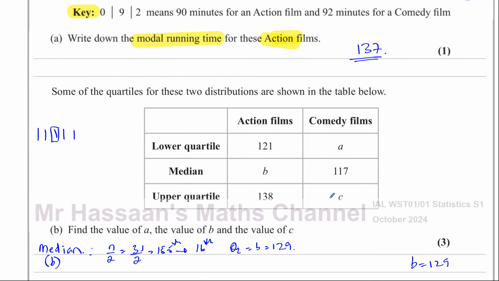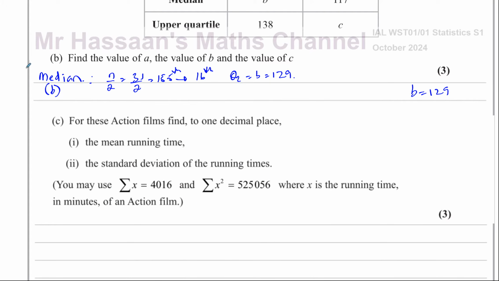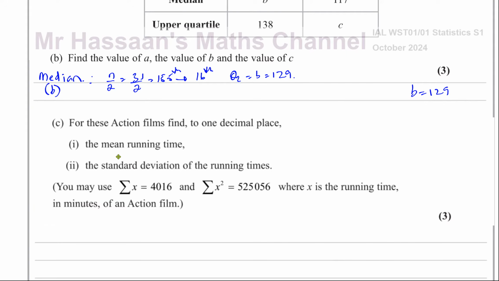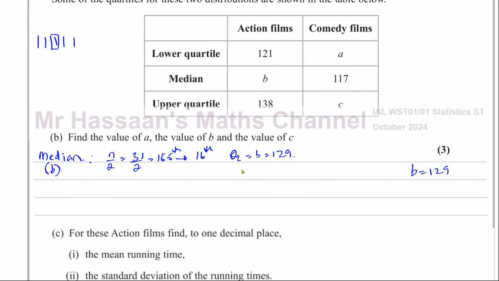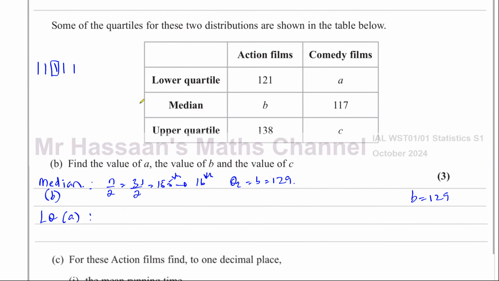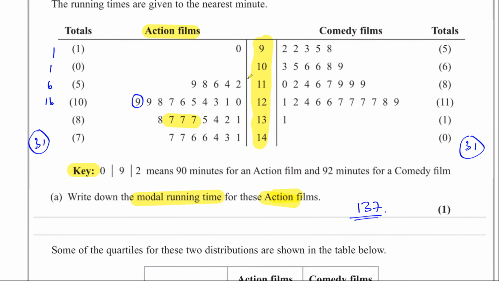We've also got to find the lower quartile for comedy and the upper quartile for comedy. Let me just make a bit more space here. So we've got to find A and C. We're going to find the lower quartile, which is A, for the comedy films. To find the lower quartile, we take the number of terms divided by 4, because the lower quartile means the term which is not in the middle like the median, but 25% or 1/4 away along the terms as they are ordered by size. And these are in order of size, as we can see.